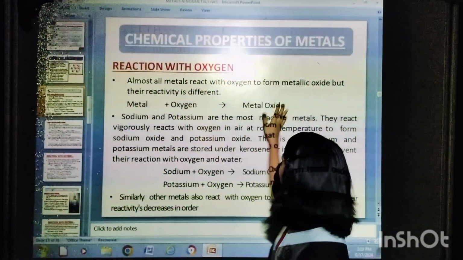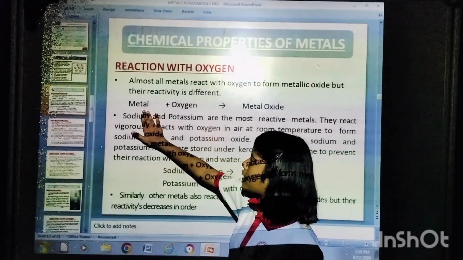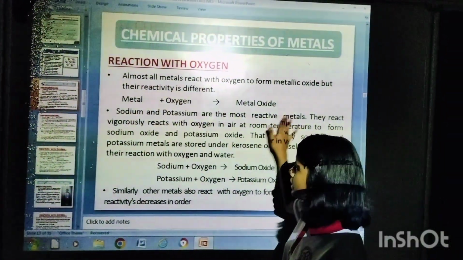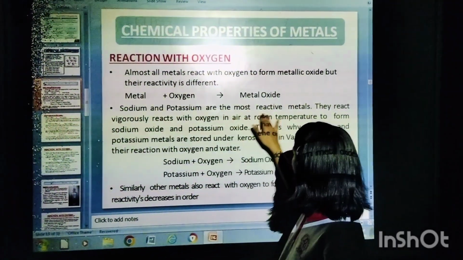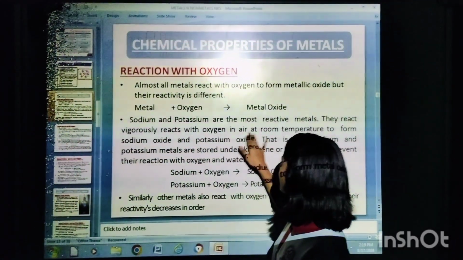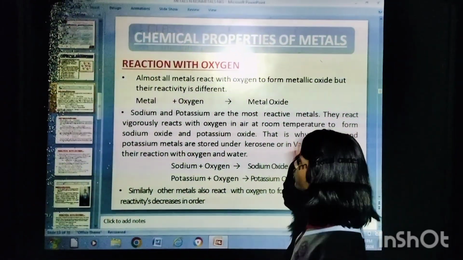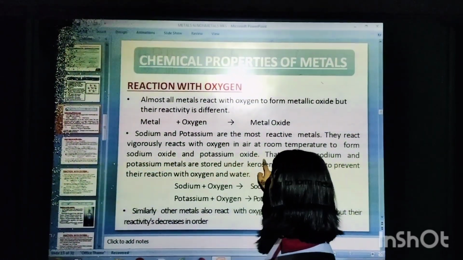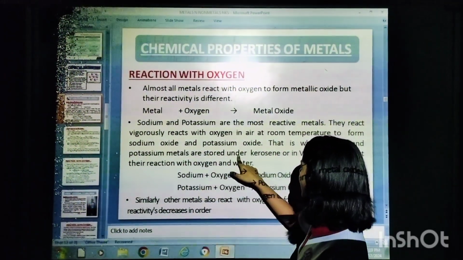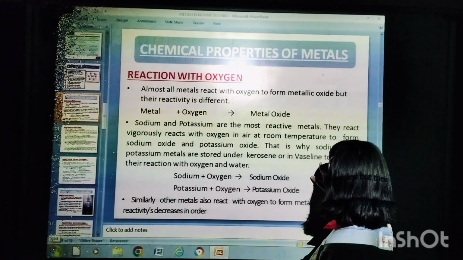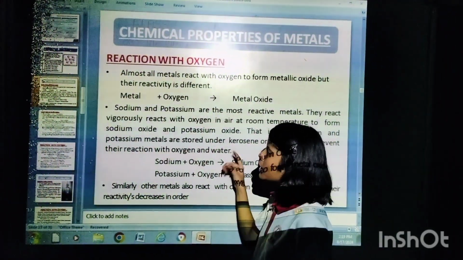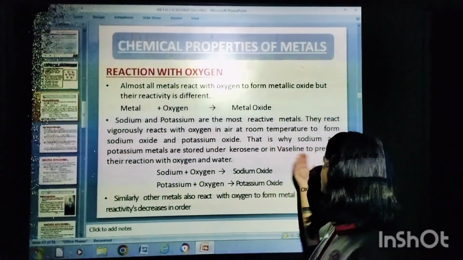So here the metallic oxide is formed by combination of metal and oxygen. Sodium and potassium are the most reactive metals. They vigorously react with oxygen in air at room temperature to form sodium oxide and potassium oxide. That is why sodium and potassium metals are sold under kerosene or in Vaseline to prevent their reaction with oxygen and water.